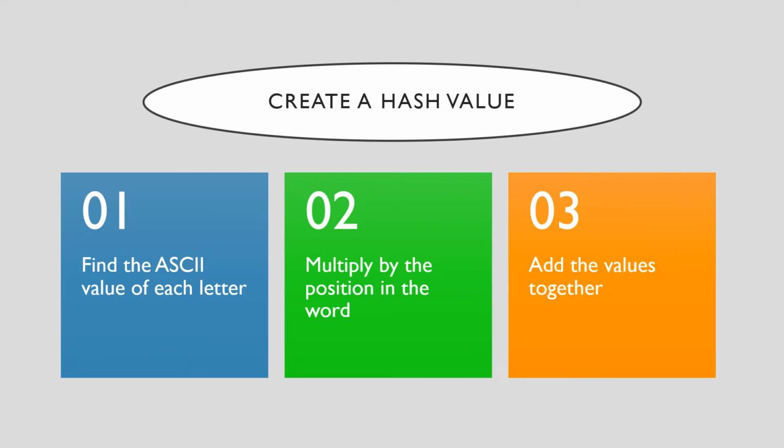How would we do that? Well, for example, we might find the ASCII value of each character in the ID code, multiply it by the position of the value in the word, and then add all the values together. That's just an example. We'll do some examples in the next lesson where we'll write a program to do this. And that would be called a hashing algorithm.